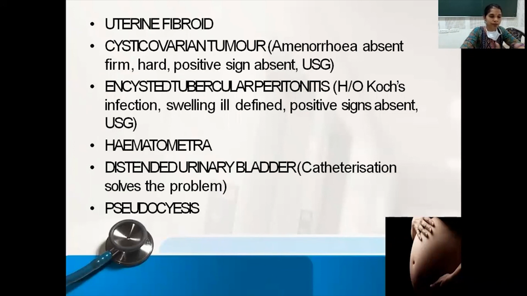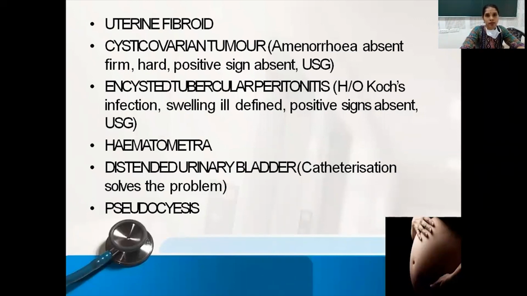Pseudocyesis. This is where the woman is anxious to conceive. She feels that she is pregnant, but only abdominal fat will be there. In that case also, we have to ask the history. She can tell that she has not been menstruating for so many months and her abdomen is growing, so she might be pregnant. But we do the pregnancy test, we do the ultrasound, we do the physical examination and pelvic examination, to confirm that it is not pregnancy. That is pseudocyesis.